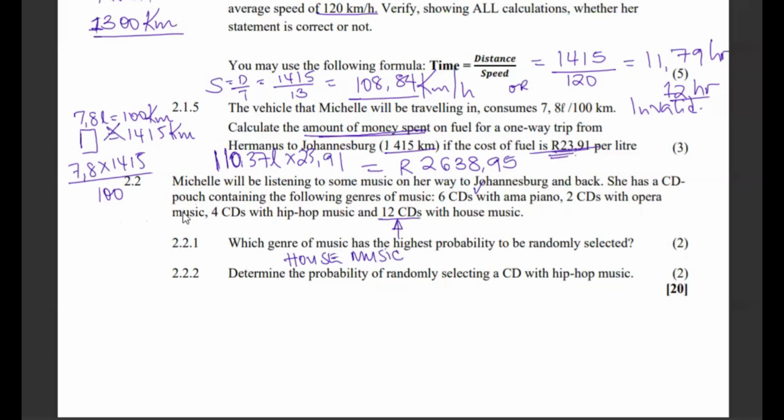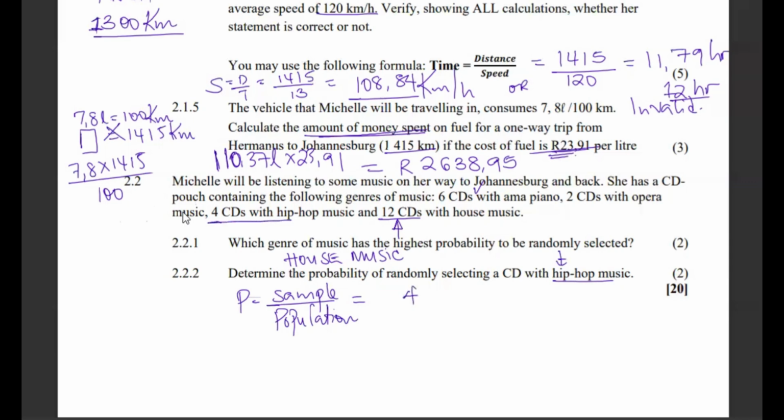Determine the probability of randomly selecting a CD with hip hop. So remember, probability equals sample over the population. So the sample here is hip hop. So how many are hip hop? We shall come here. Hip hop are only 4.